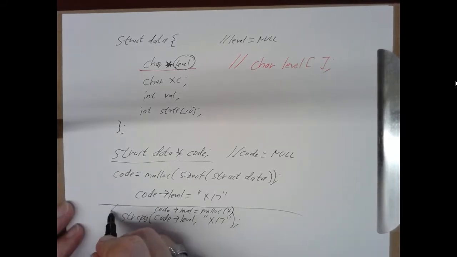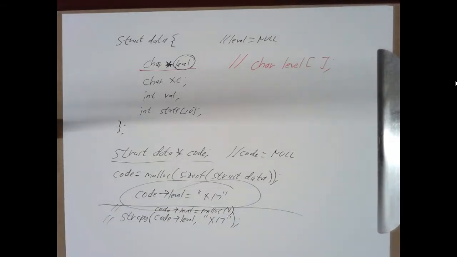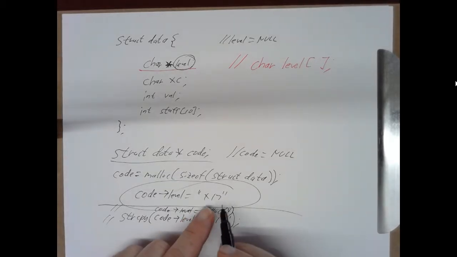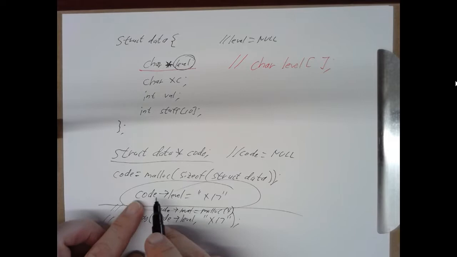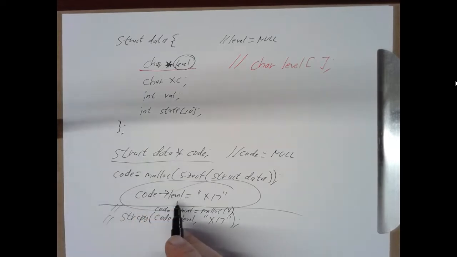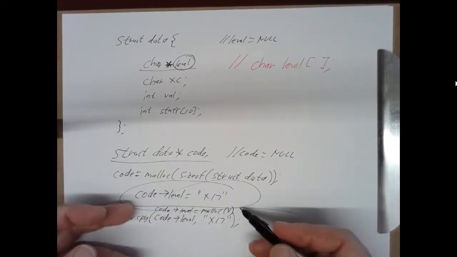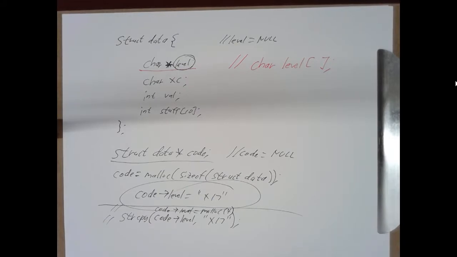But you don't need to do any of this. Right, this will work just fine. The compiler will create a block of memory. It will initialize it to x17 followed by a null, and this will set code arrow level to whatever that address is. So it basically does these things, but it does it at compile time.